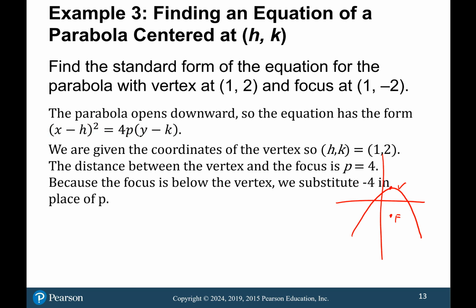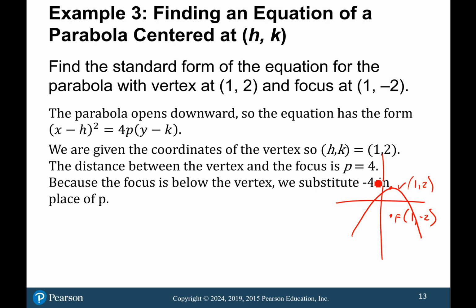So how about we do a little bit of substitution here? We are told that the vertex is at the point (1, 2), so we could substitute those in place of h and k. Now again, if we're going from the point (1, 2) down to the point (1, -2), that's a distance of 4 spaces.